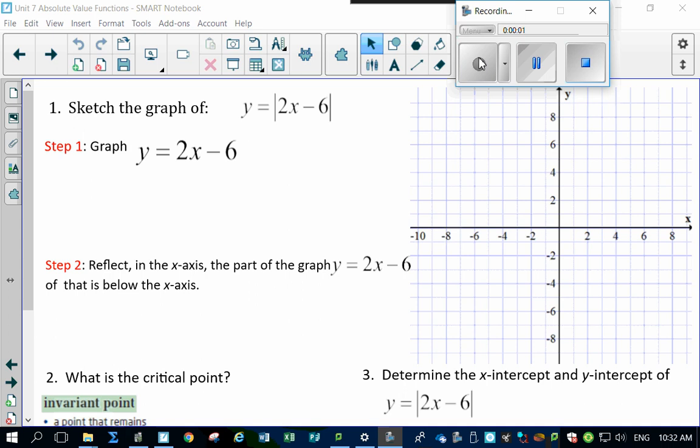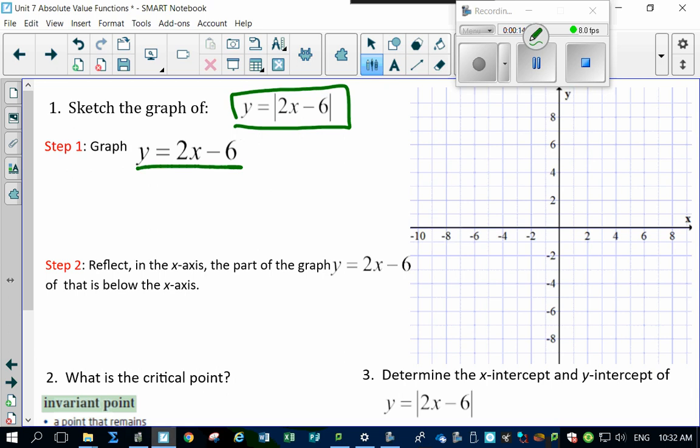So I know we've done this question already, but I really want to show you how to do a question like this on your calculator. So we've got the original right here, y equals 2x minus 6. What I want to do is plot this first, and then I'm going to show you how to do the absolute value, and we're going to compare the two things. So we're going to put 2x minus 6 into our calculator.